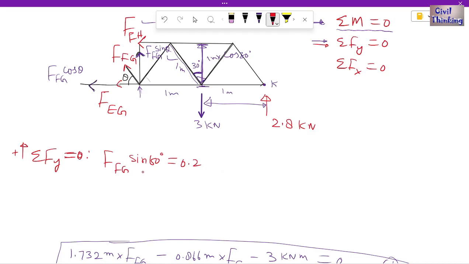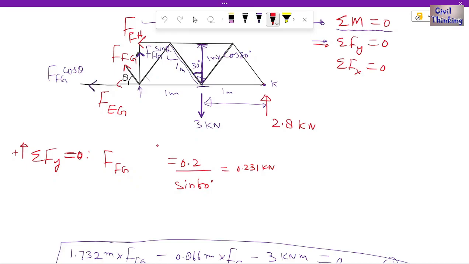Now from here we will get the value of FFG. FFG is what? 0.2 divided by sine 60, right? So I will put sine 60 in the denominator. Let me use a calculator to find the value. 0.2 divided by sine 60 is 0.231 kilonewton. Okay, we found the force in FG member.